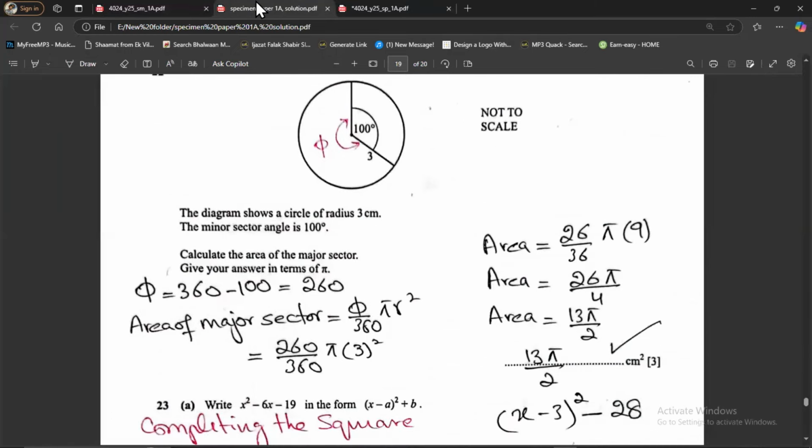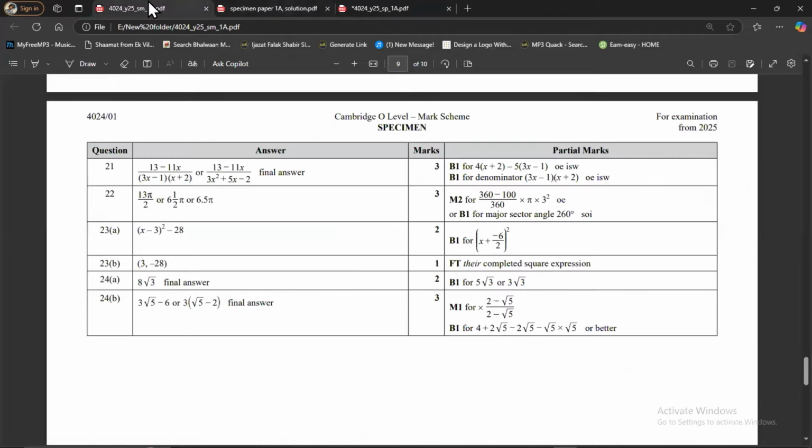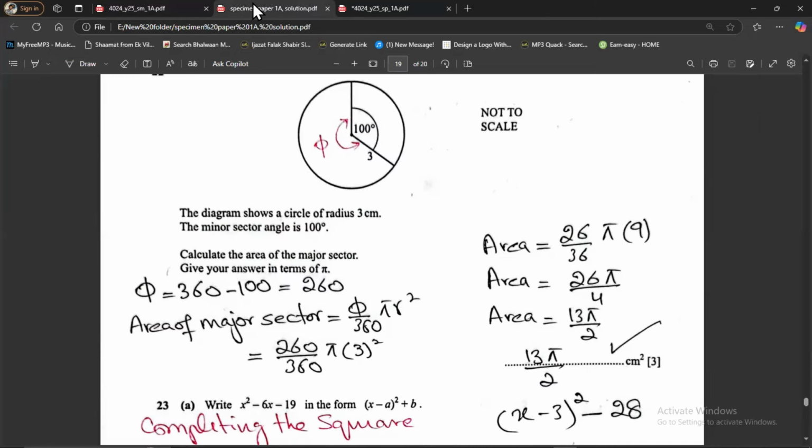So theta will be 360 minus 100. That's 260. So the area of the major sector, the formula is theta by 360 times pi r squared. So theta is 260 degrees divided by 360, multiplied by pi, multiplied by 3 squared. So 26 by 36 into pi into 9. So that's 26 pi by 4. That's 13 pi by 2. 13 pi by 2 is the right answer, sir. This is how this is done. I hope you understand.